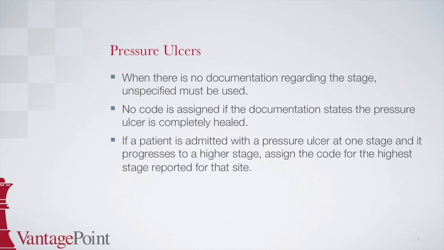If documentation states that a pressure ulcer is completely healed, the ulcer would not be coded. If the patient is admitted with a stage 1 pressure ulcer of the left buttock and the ulcer progresses to a stage 2 during the hospital stay, the ulcer is reported as stage 2. You code for the highest stage reported for that site. Also, if a patient has a stage 2 ulcer on the left buttock and a stage 1 ulcer on the right buttock, you're going to report 2 codes, one for each side.